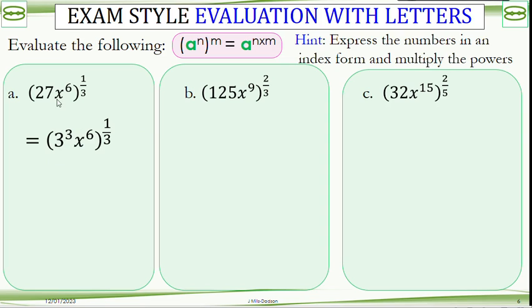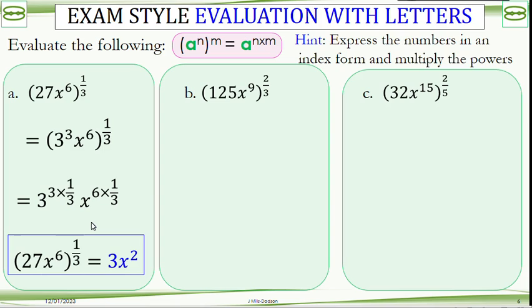Here, I can choose to write this in index form, which is 3 cubed times x^6, all to the power of a third. And this tells us that the power of a third must multiply each of the powers. And I can work them out separately. 3 will cancel out 3, so 3 to the power 1. 3 will cancel out 6, become 2, and become x squared. So my final answer will be 3x squared.